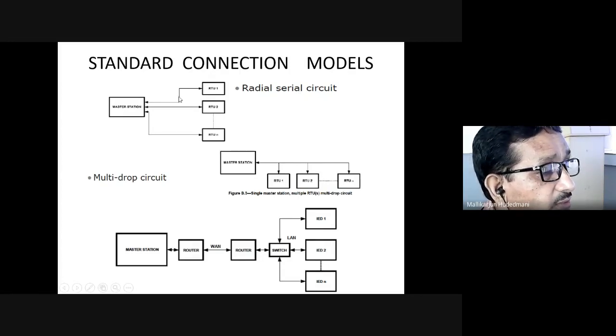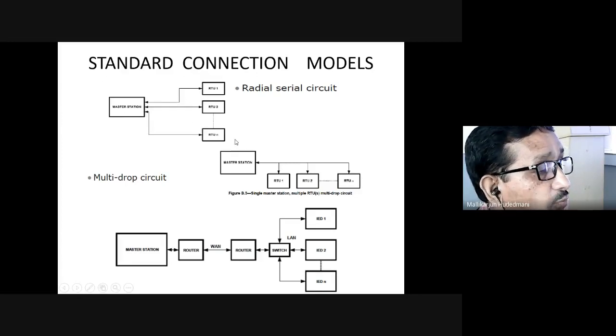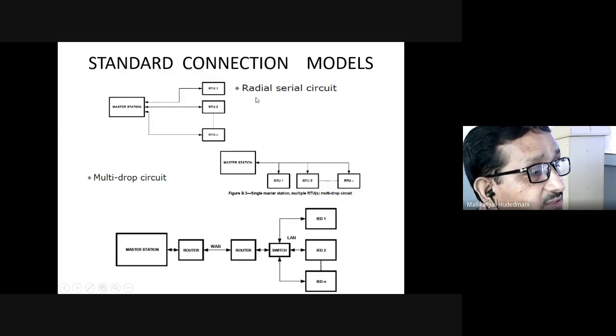The master station is communicating serially with RTU1, and it is a bidirectional communication. It is connecting to it and getting information from it. It may be connected to RTU2, RTU3 like that. You can see it is a radially emerging line from the master station. Hence, the structure looks like a star topology, and so it is called a radial serial circuit.